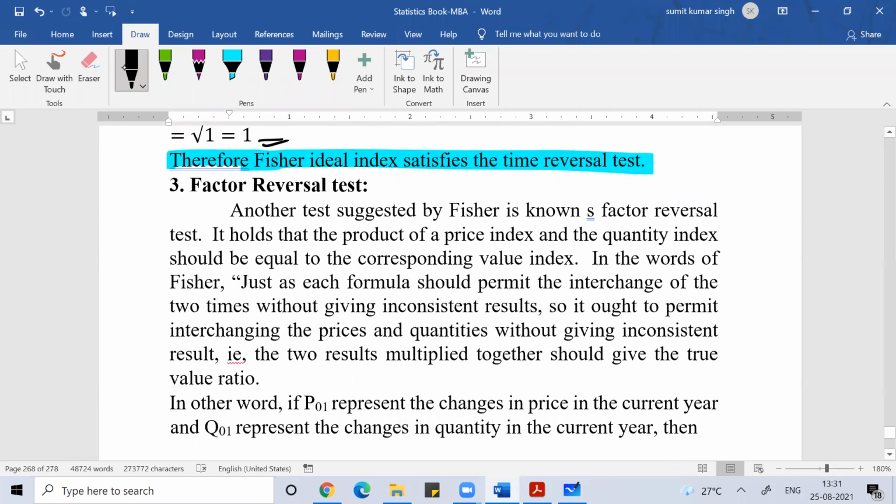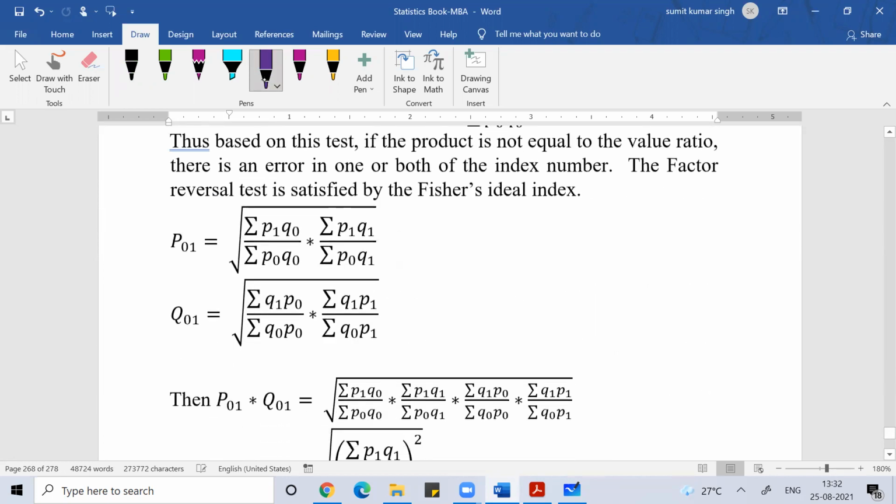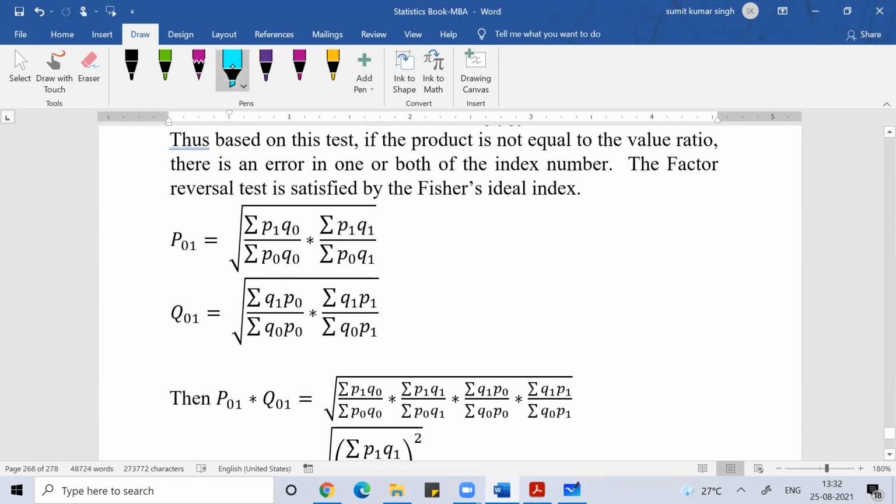Then we have the factor reversal test. Another test suggested by Fisher is known as the factor reversal test. It holds that the product of the price index and the quantity index should be equal to the corresponding value index. It means P01 into Q01 should be equal to V01. That is what the factor reversal test is all about. Again, the only method which satisfies the factor reversal test is the Fisher ideal index.